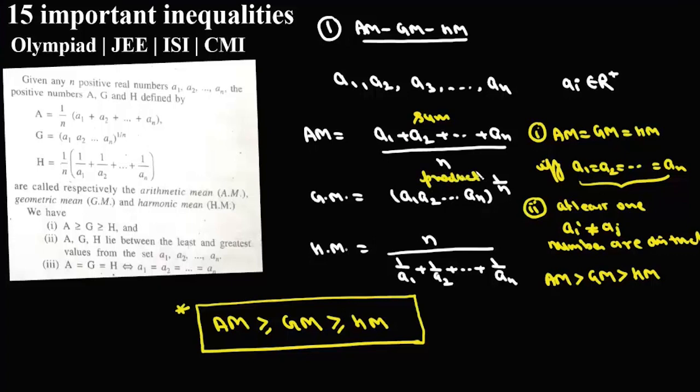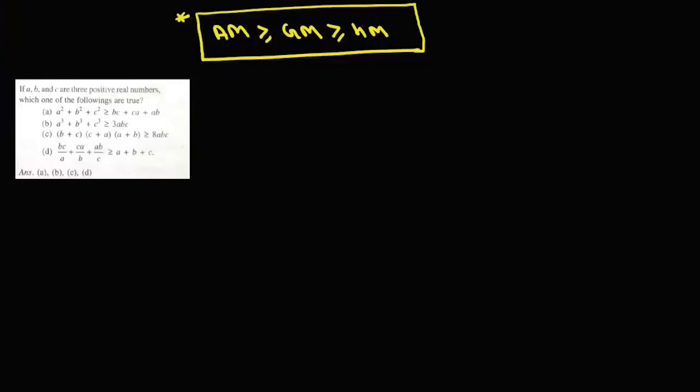Now since AM is related to sum and GM is related to product, you'll find many situations where it will be given that either sum is constant or product is constant. So if sum is constant, they'll ask you to find the maximum value of the product, and if product is constant, then they'll ask you the minimum value of the sum. So these are some common problems that you'll find in AM, GM and HM inequality. Now this inequality is so fundamental that it is extensively used in every portion of mathematics. Now let us take up some examples.